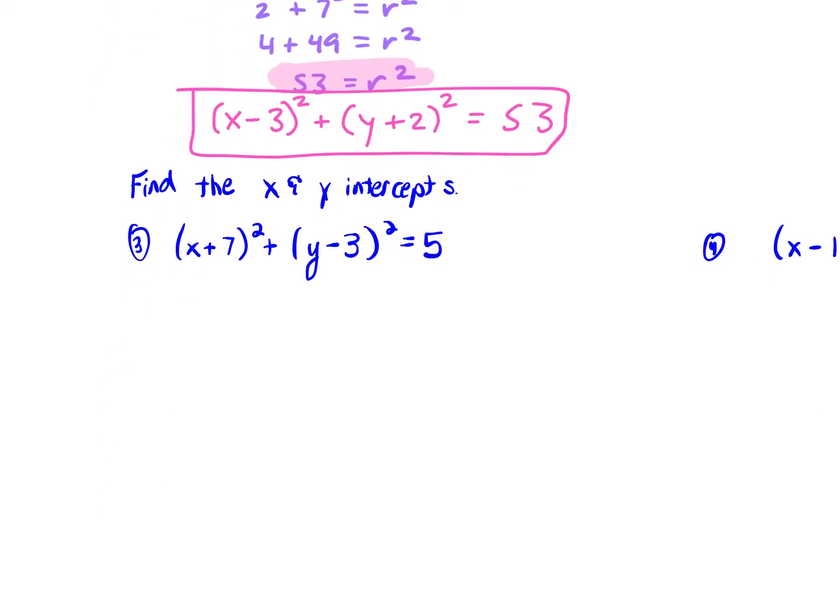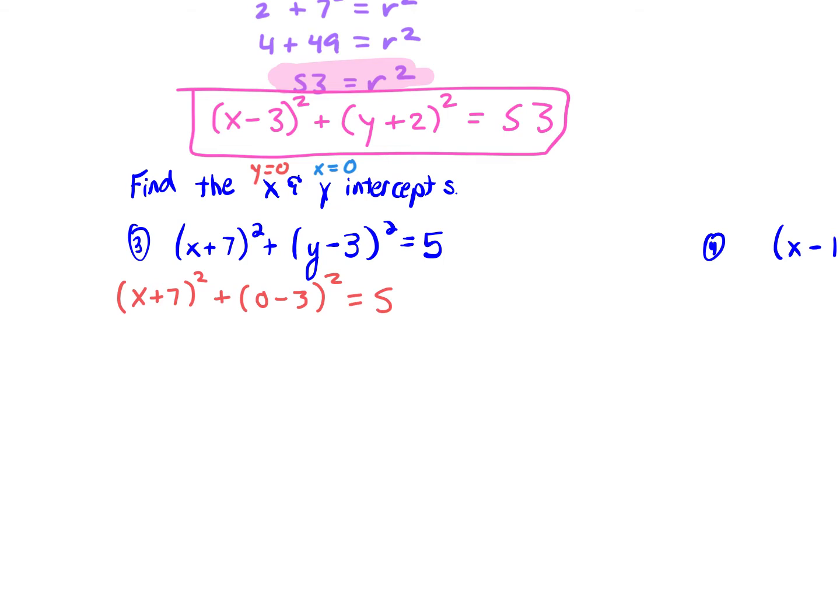All right, let's take a look at number 3. Find the x and y intercepts. For our x-intercept, we need y to be equal to 0. For our y-intercept, we set x equal to 0. So let's find our y-intercept first. We have (x plus 7) squared plus (0 minus 3) squared is equal to 5. Then we just solve for x.